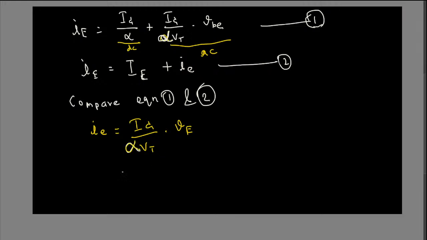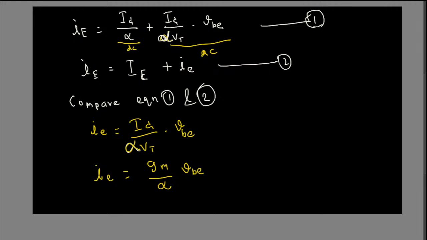And IC over VT is nothing but the transconductance gm. So you can also write the same equation as ie equals gm over alpha times vbe. Okay, so this is the emitter current equation. Now let's go to the next one and continue further.